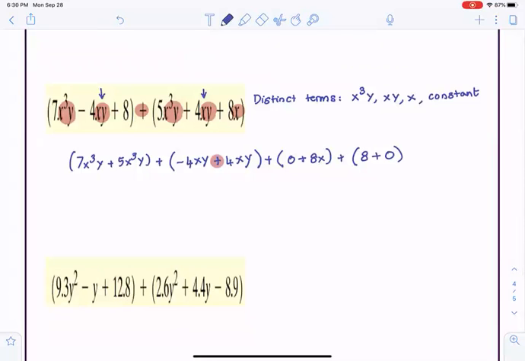7x cubed y plus 5x cubed y is 12x cubed y. Negative 4xy plus positive 4xy is 0. 8x plus 0 is 8x. 8 plus 0 is 8. So the answer here would be 12x cubed y plus 8x plus 8.